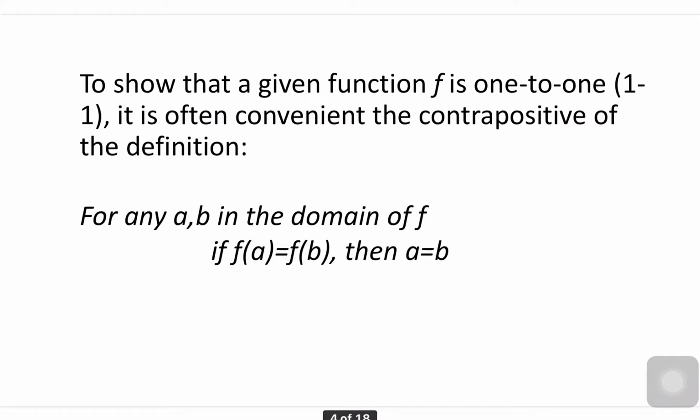Now, how do we show that a function is one-to-one? So we have this, the contrapositive of our previous definition. To show that a given function f is one-to-one, it is often convenient to use the contrapositive. Meaning we will negate both. So for any a, b in the domain of f, if this assumption is satisfied, then we can conclude that a and b are the same. Meaning if their images are equal, then their pre-images, or the domain, are also equal.